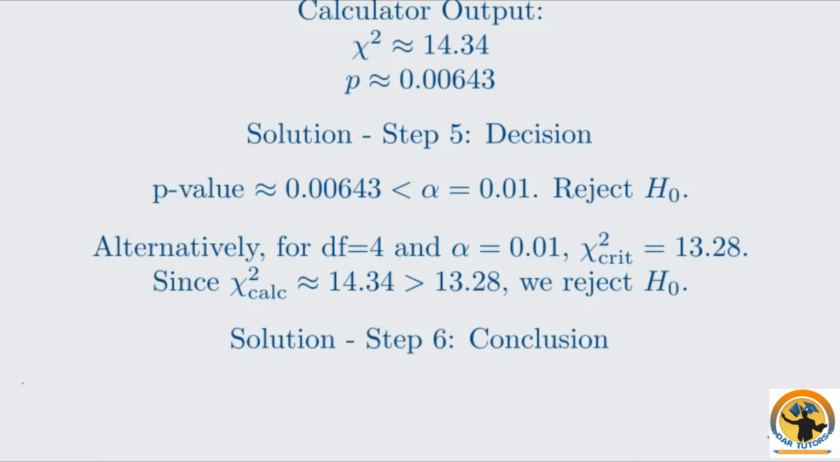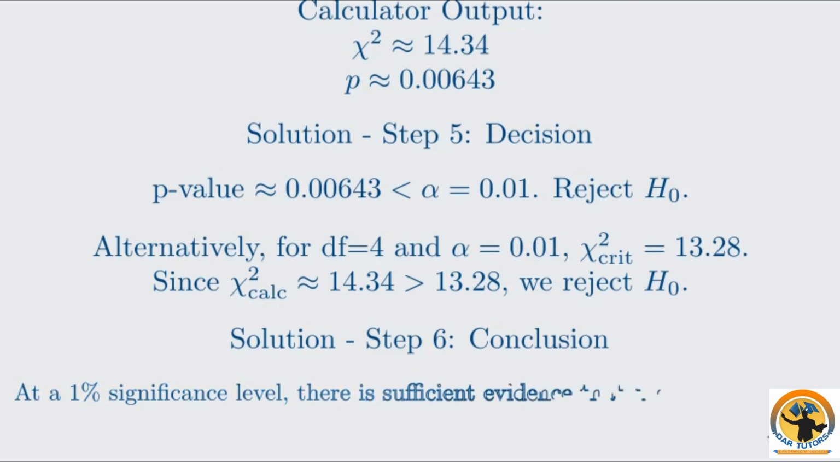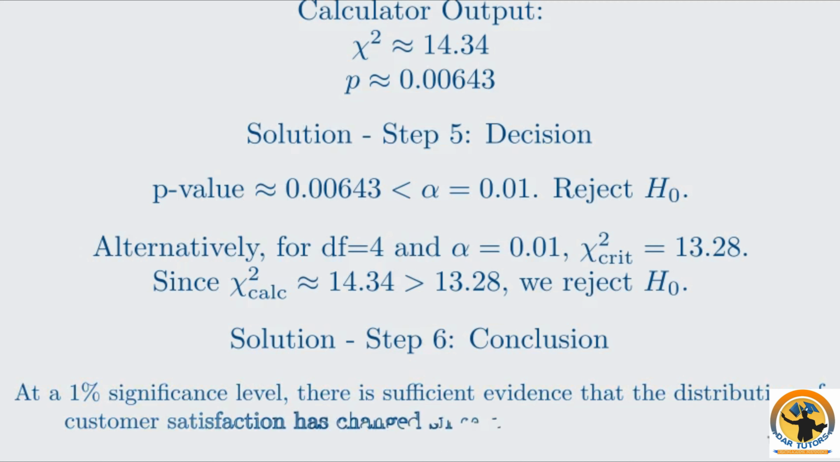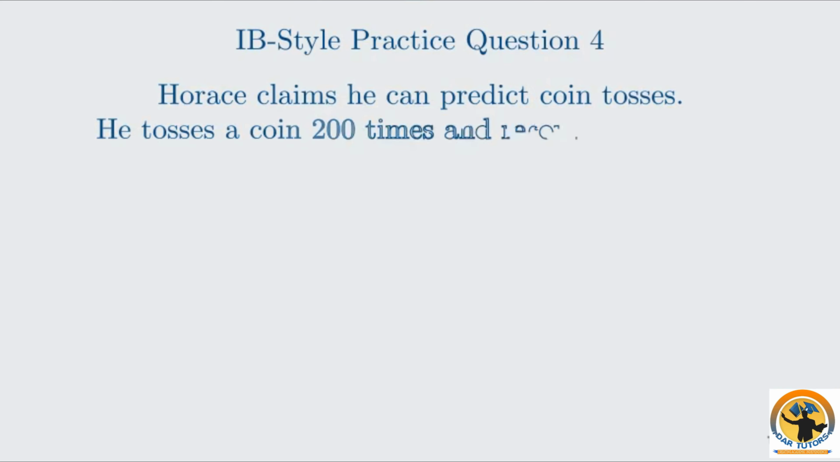Step 6. Conclusion. We conclude that at the 1% significance level, there is sufficient evidence that the distribution of customer satisfaction has changed since the ISP made adjustments to its plans. In the next part of this problem, you would analyze the contributions to the chi-squared statistic to see exactly where the biggest changes occurred. Our fourth practice question involves a 2x2 contingency table.